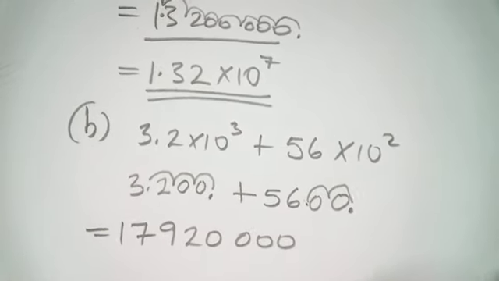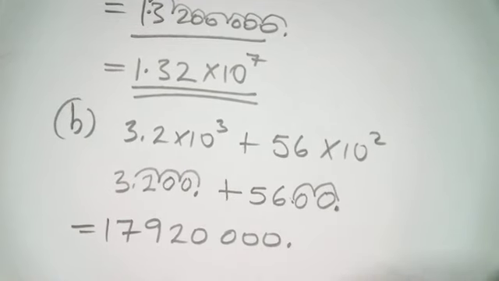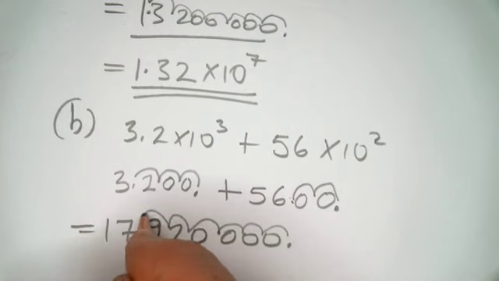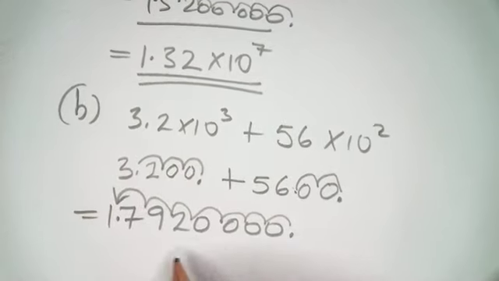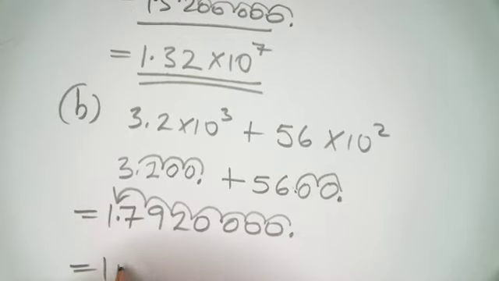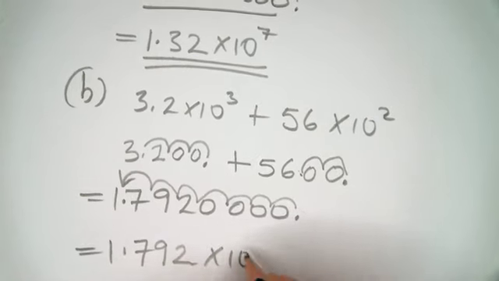So that's 17,920,000. So at the moment the decimal place is here. And we're going to go 1, 2, 3, 4, 5, 6, 7. Again, it's 7 movements of the decimal place. So it's going to equal 1.792 times 10 to the power 7.